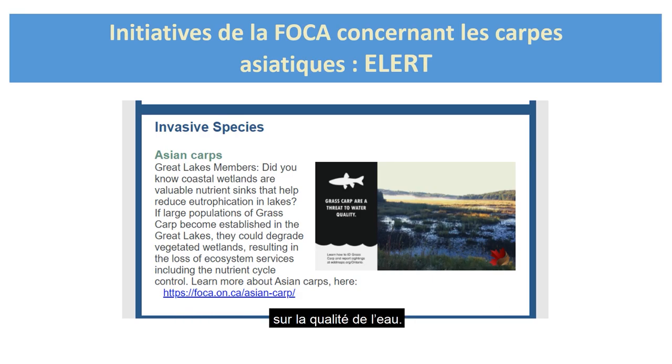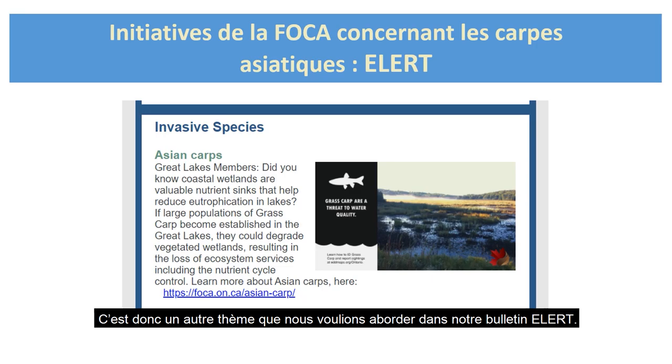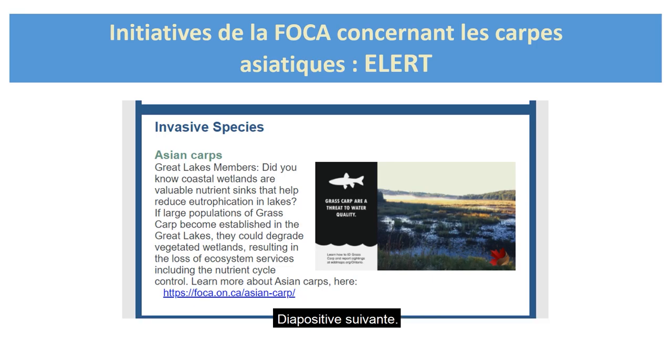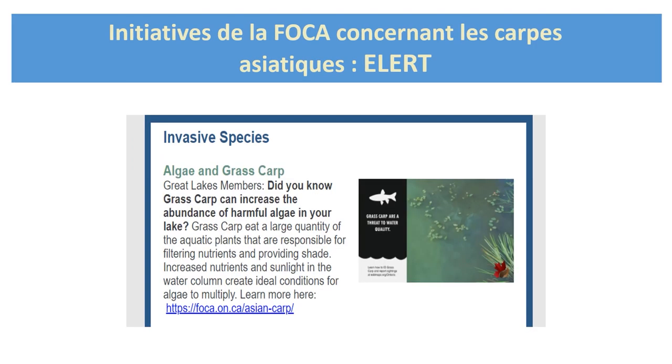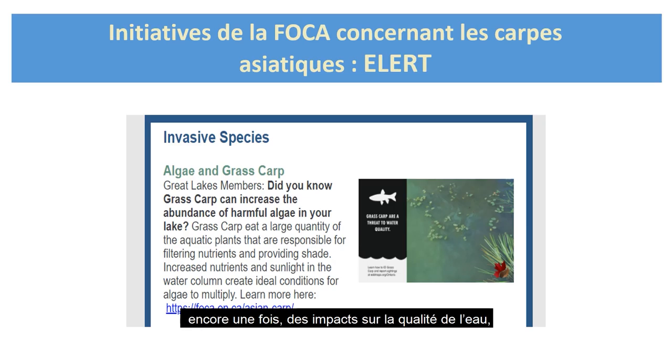Again, talking about the importance of wetlands and how carp can impact there and impact the nutrient cycle. Our members are very concerned about eutrophication and the impact of phosphorus on water quality. So another theme we wanted to hit in our e-alert.